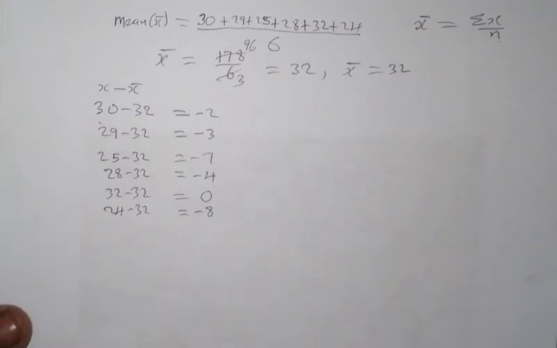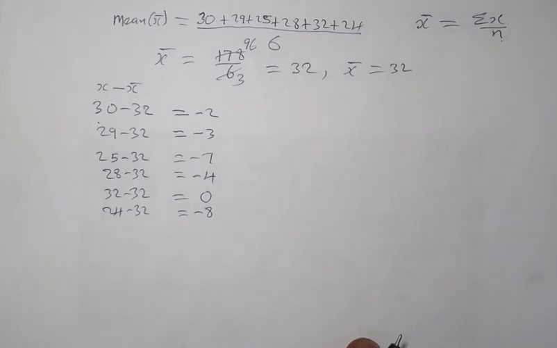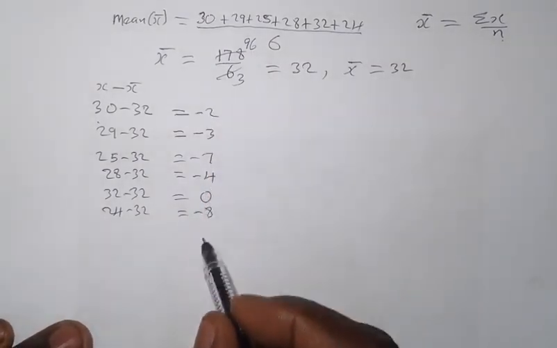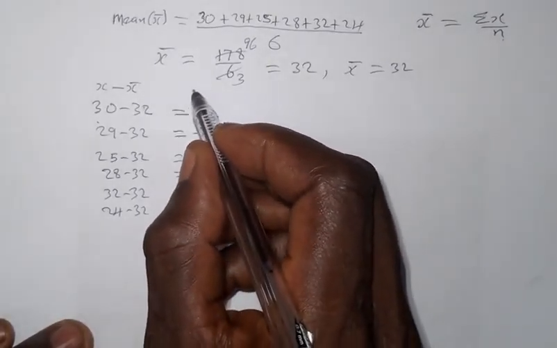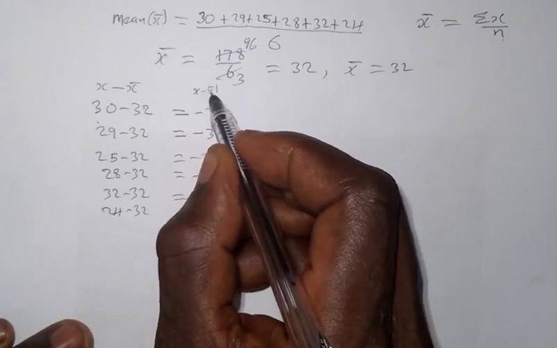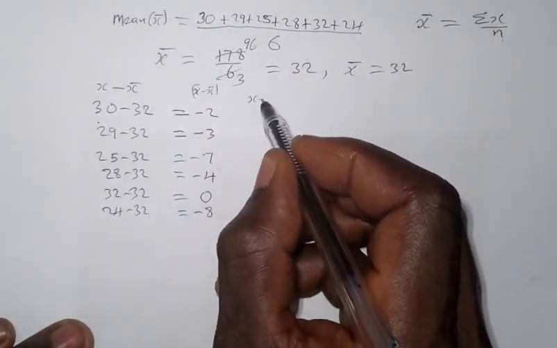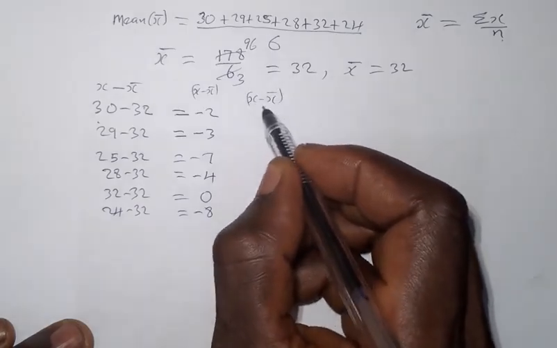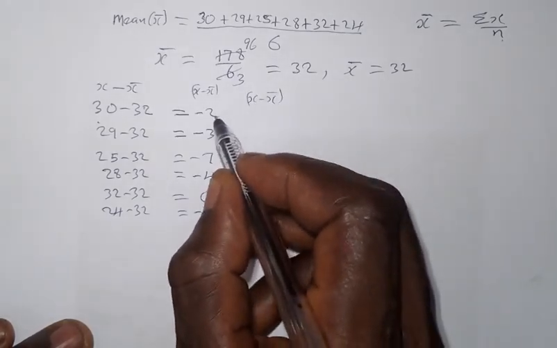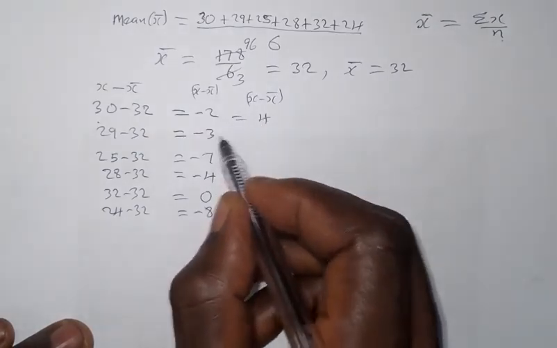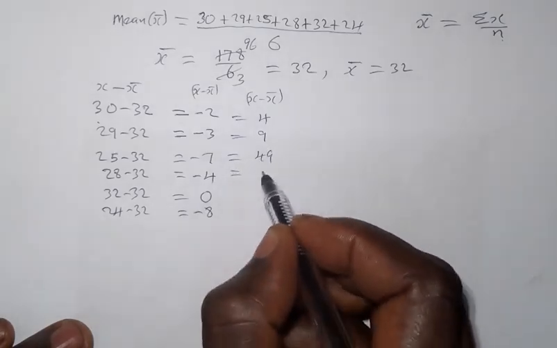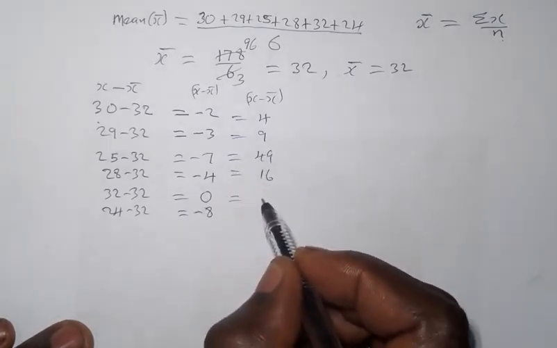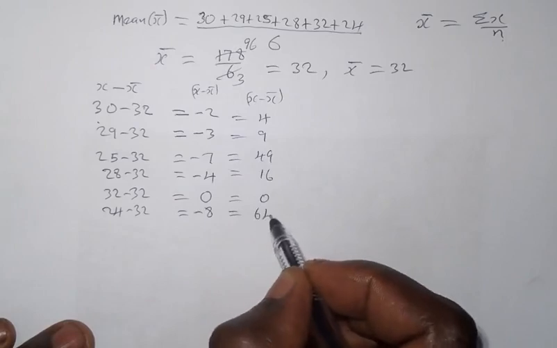Since this is not mean deviation, it's standard deviation, we will square each one of these. That is, this one here is the answer of x minus x bar, so we square x minus x bar. Squaring this gives us 4, this gives us 9, this gives us 49, this gives us 16, this gives us 0, and this gives us 64.